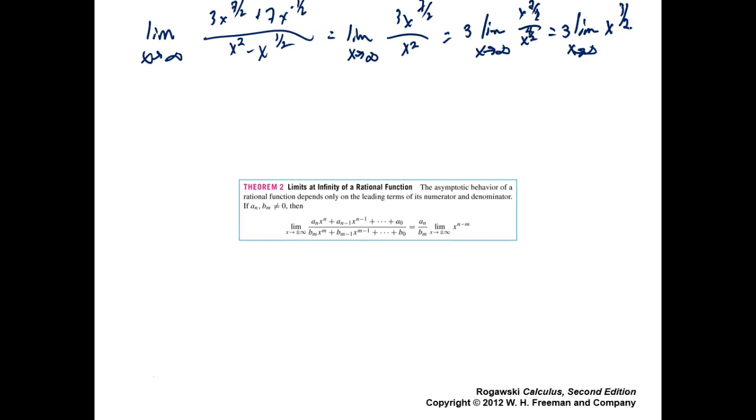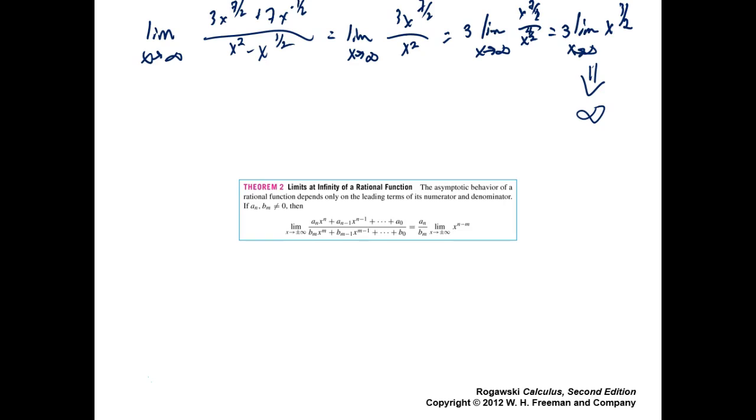And guess what? That n is greater than 1. In fact, it's greater than 0. And the limit as x approaches infinity of any x raised to any positive power is going to go to infinity. So this increases without bound. That's why I don't like doing this. It's going to infinity. Okay?